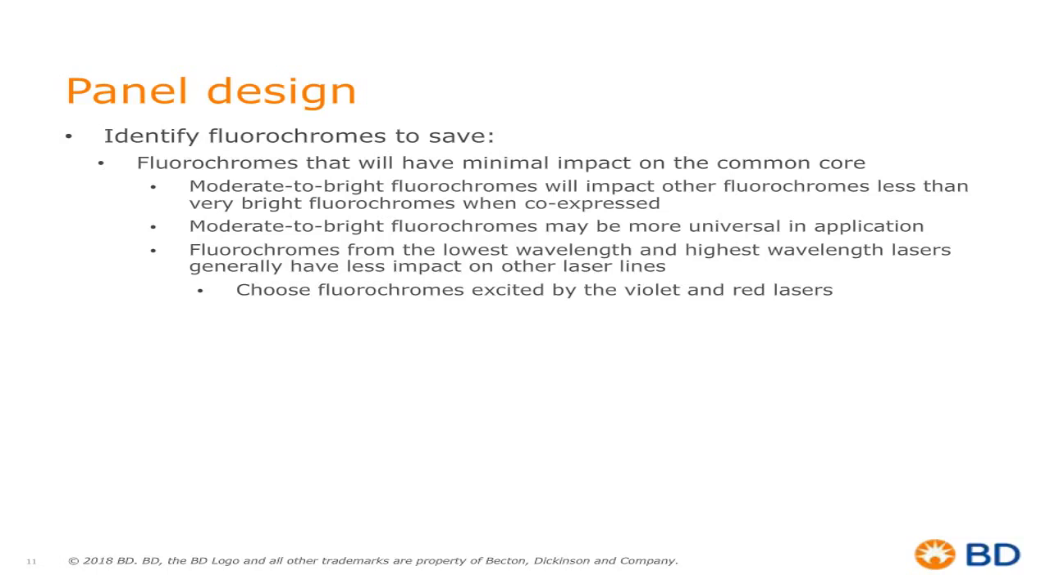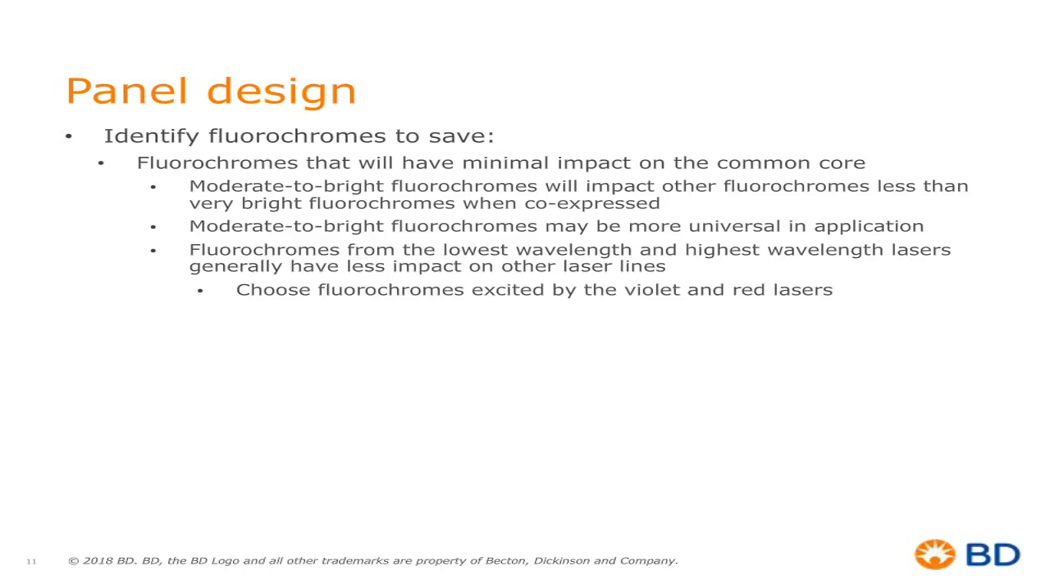A couple of things about panel design in general: moderate to bright fluorochromes will impact other fluorochromes less than very bright fluorochromes when co-expressed. A lot of that has to do with something I'll mention occasionally, but we won't go into the details of, and that is spillover spreading error and the loss of resolution. Of course, there are publications available, and if you've ever attended a BD Horizon tour, you're probably familiar with these principles. So we probably want to think about saving medium to bright fluorochromes.